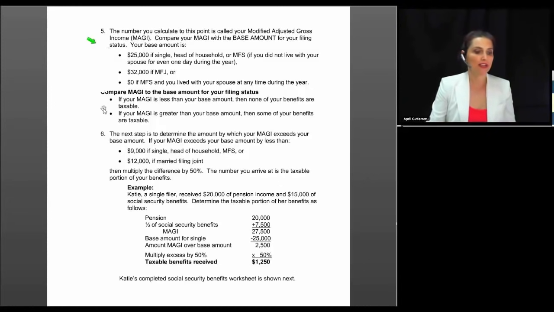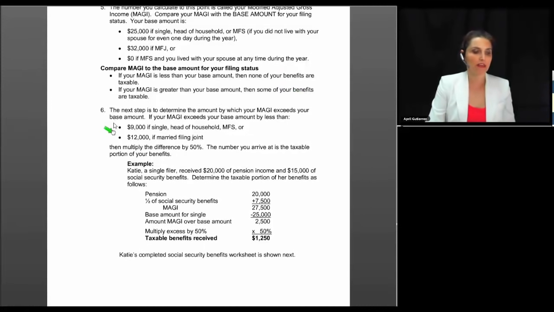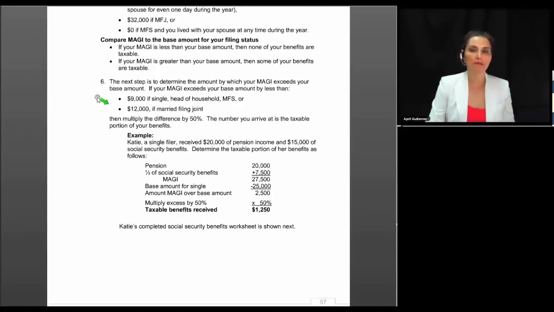If your modified AGI is less than your base amount, then none of your benefits are taxable. But if your modified AGI is greater than your base amount, then some of your benefits are going to be taxable. We then look at the next step, which is to compare the amount by which this modified AGI exceeds your base amount. If it exceeds it by less than $9,000 for a single person or less than $12,000 if filing joint, you're simply going to multiply the difference by 50%, and the number that you arrive at is the taxable portion of your benefits.